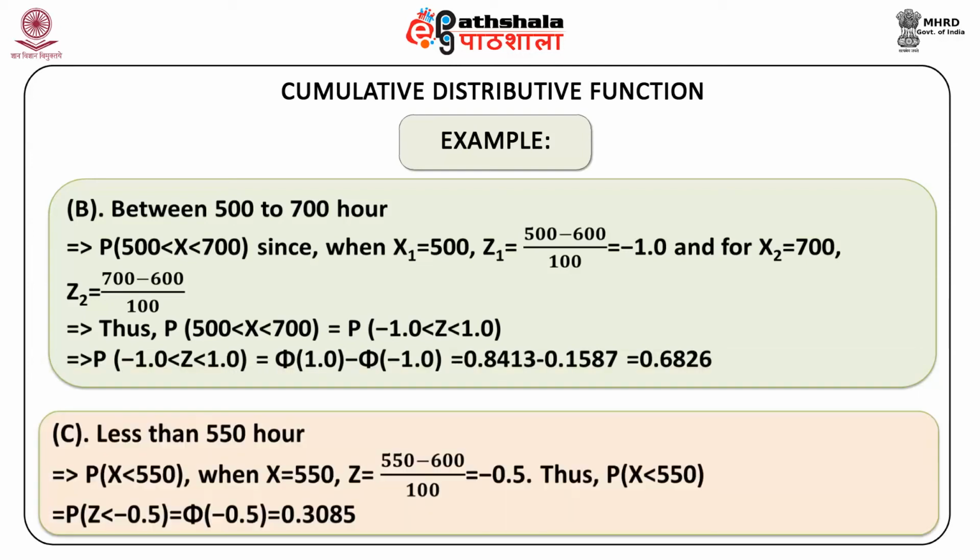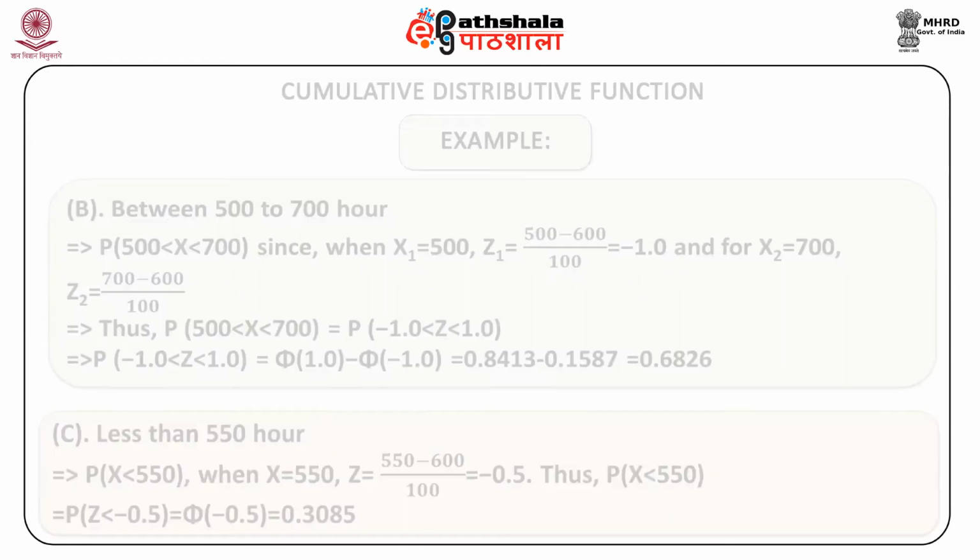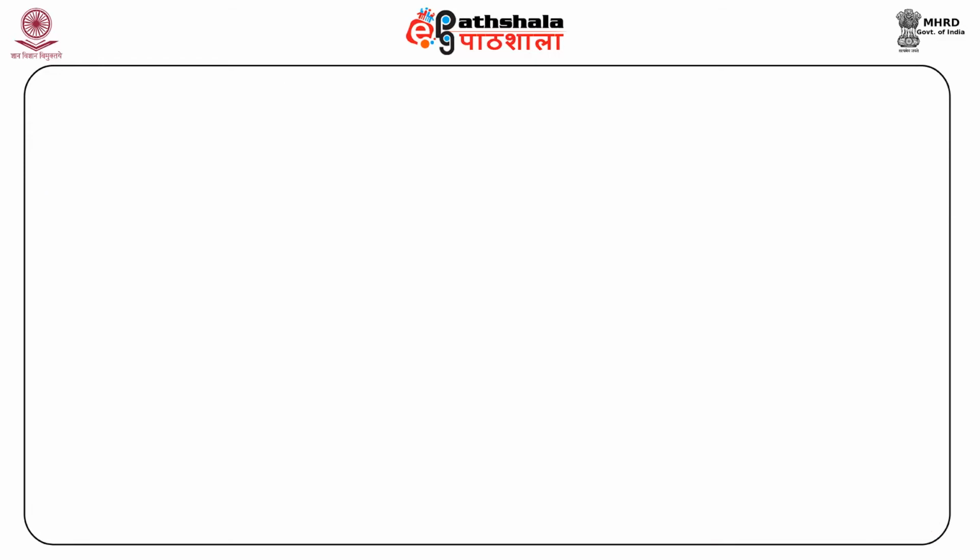For less than 550 hours, the probability that x is less than 550: when x is equal to 550, z is equal to (550 minus 600) divided by 100, which is minus 0.5. Thus, the probability that x is less than 550 is equal to the probability that z is less than minus 0.5, which is equal to phi(minus 0.5), which is equal to 0.3085.